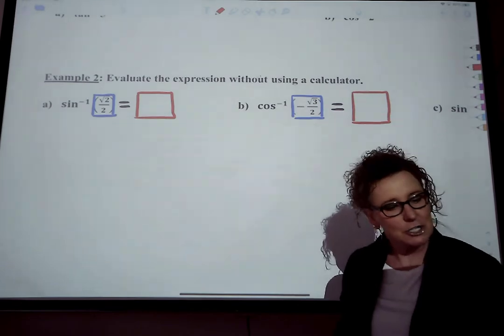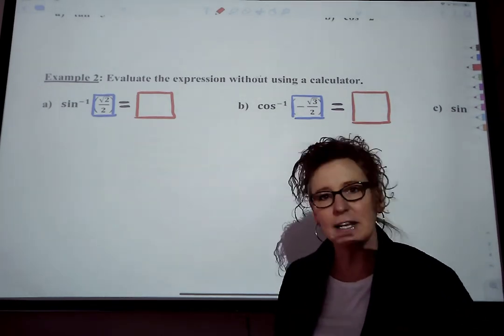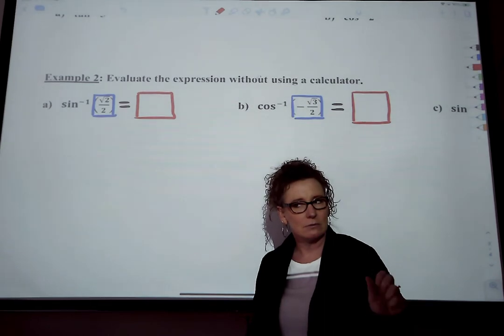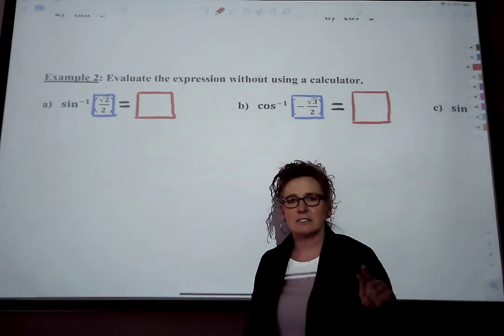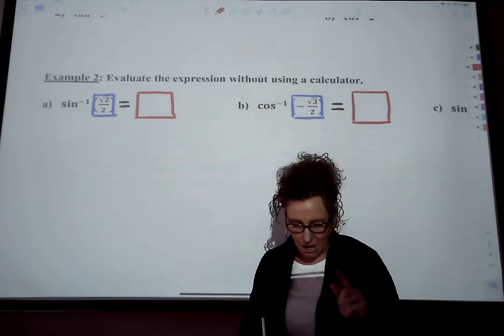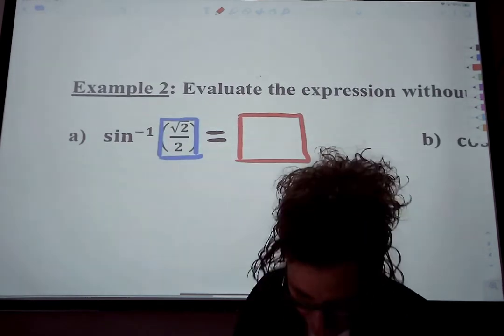And it doesn't tell me to, but hey, let's do these in radians, because radians is more fun. Don't you think so by now? I'm kind of curious to see who's with me. Who likes radians better than degrees at this point? I'll find out later.